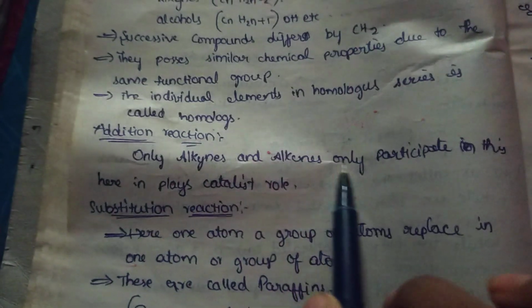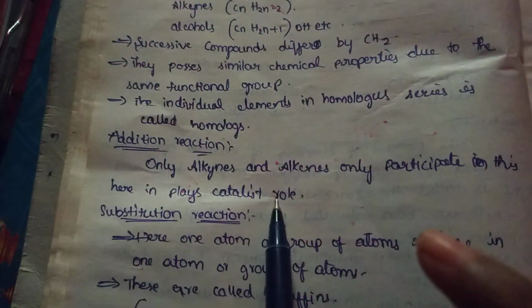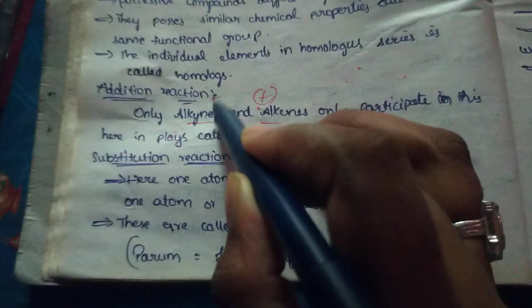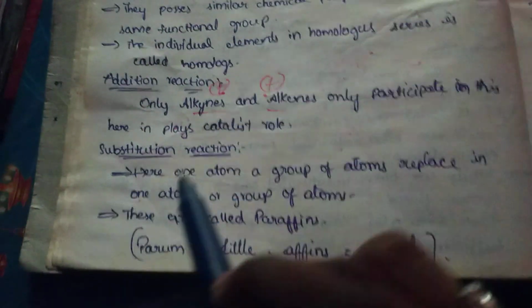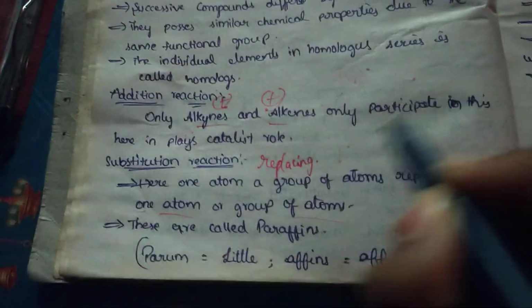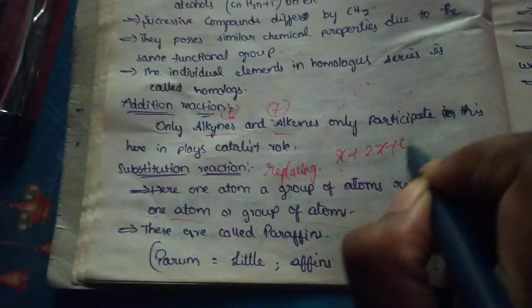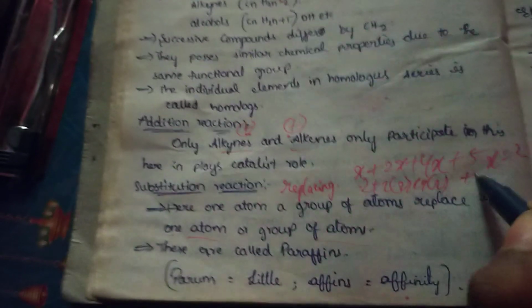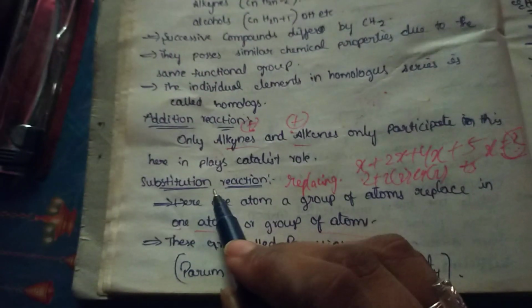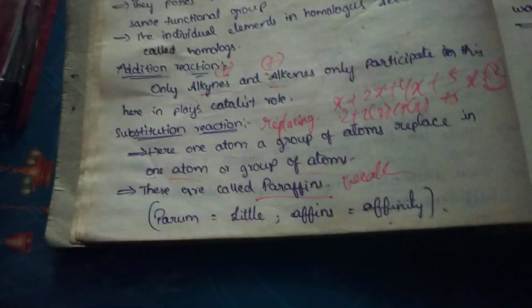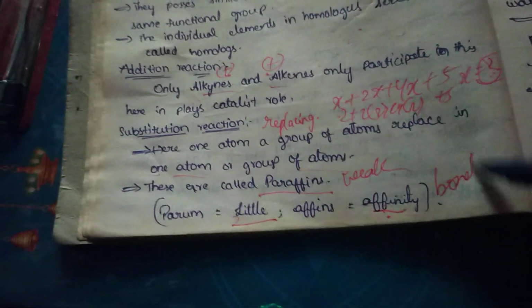Addition reaction: only alkenes and alkynes participate in this, with a catalyst playing a role. What is a substitution reaction? The addition reaction with alkenes and alkynes I have already discussed before. In a substitution reaction, one atom or group of atoms replaces another atom or group of atoms. It means replacing, substituting. In mathematics, if x equals 2, you substitute 2 in the x. It's like that in a substitution reaction. These are called paraffins because they have little affinity; the bond is very weak.